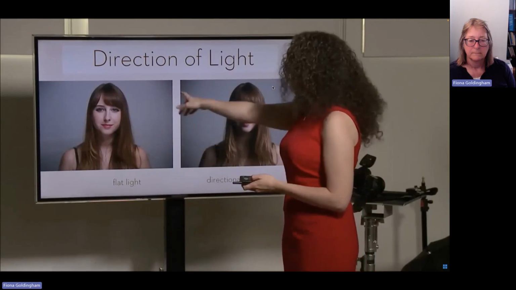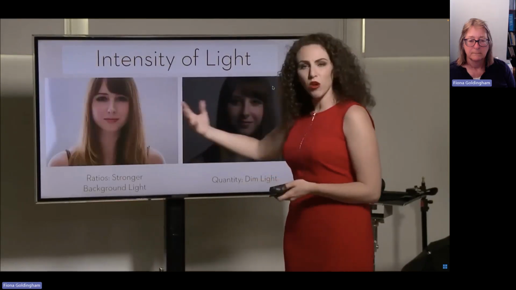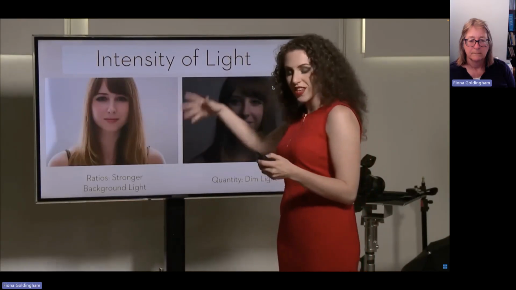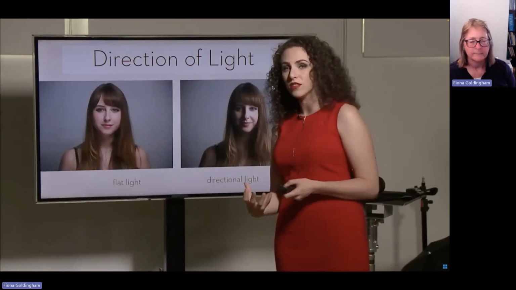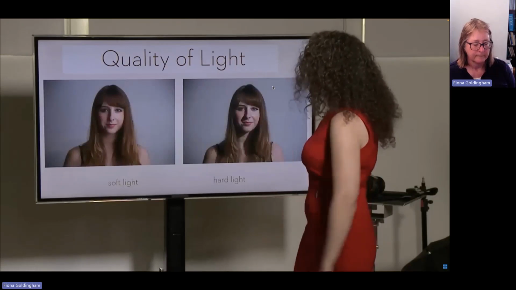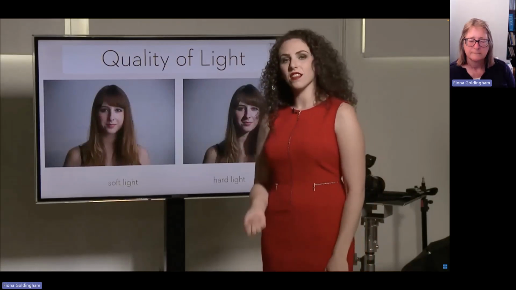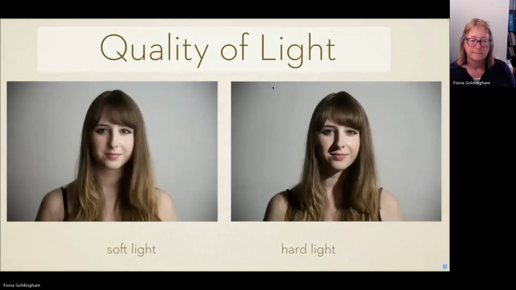The first one was intensity, how much light, ratios of light. Then the next one is direction. Where is it coming from? How much shadow? And then lastly is going to be that quality of light. Is the light soft or is it hard light? Does it have gradual shadows or really crisp, defined shadows? And that's what I'm looking at in this instance.